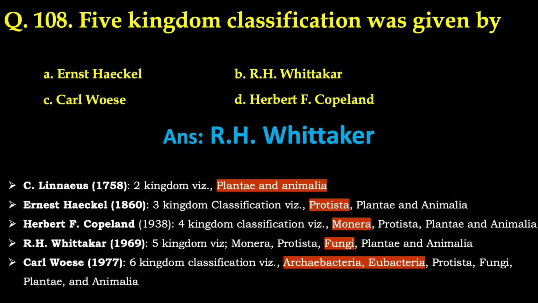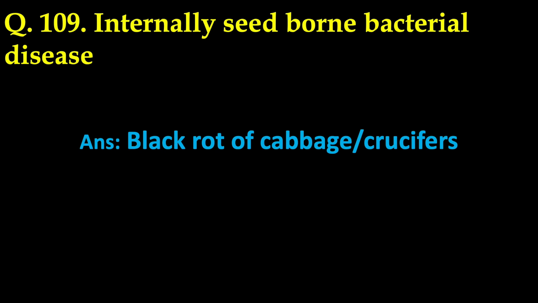Next question is on internally seed-borne bacterial disease, and the correct answer is black rot of cabbage or the crucifers. Besides that, more examples of seed-borne disease are loose smut of barley and wheat. These are seed-borne fungal diseases. Some examples of externally seed-borne diseases are covered smut of wheat, covered smut of barley, and covered smut and loose smut of oats. Besides that, common bunt and flag smut of wheat are more examples of seed-borne fungal diseases.